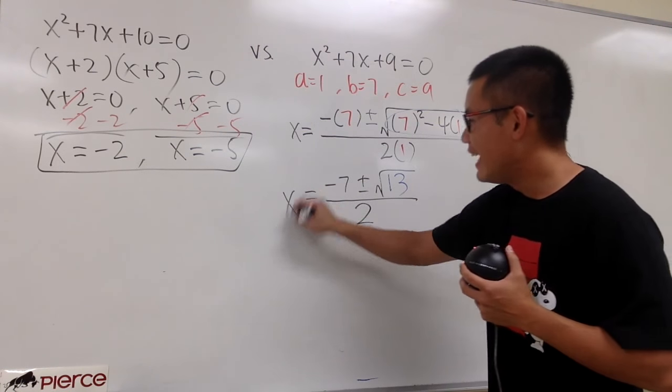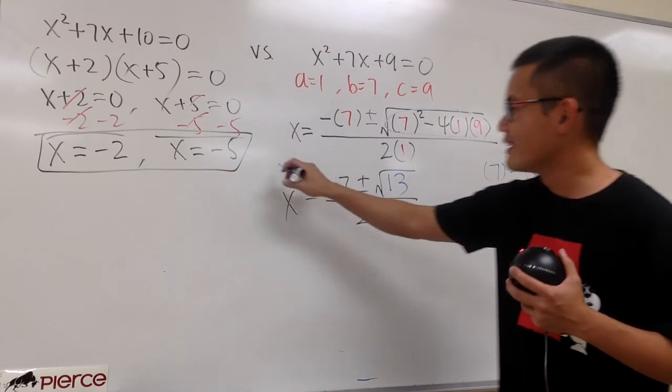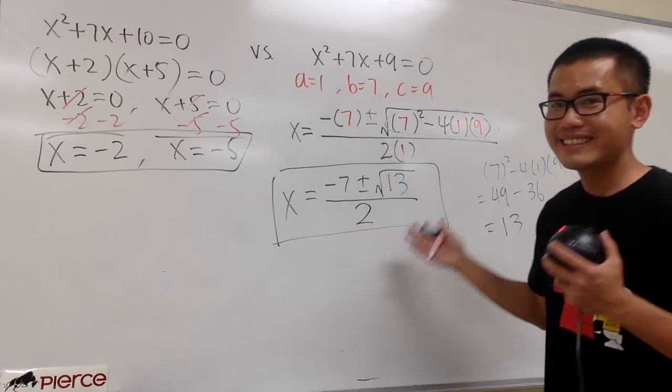This is it. X is equal to negative 7 plus minus square root of 13 all over 2. This right here is the answer. That's it.